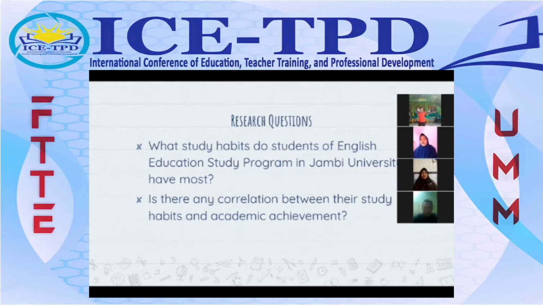So that's why we want to identify the study habit of students and the relationship between study habit and student achievement. And you can see the research questions. The first one is, what study habit do students of English education study program in Jambi University have most? And the second one, is there any correlation between their study habit and academic achievement? Okay, let's move to the next section, that is research method.